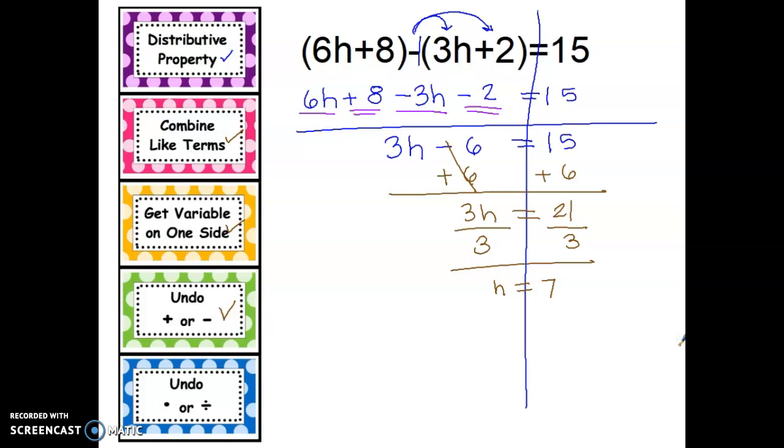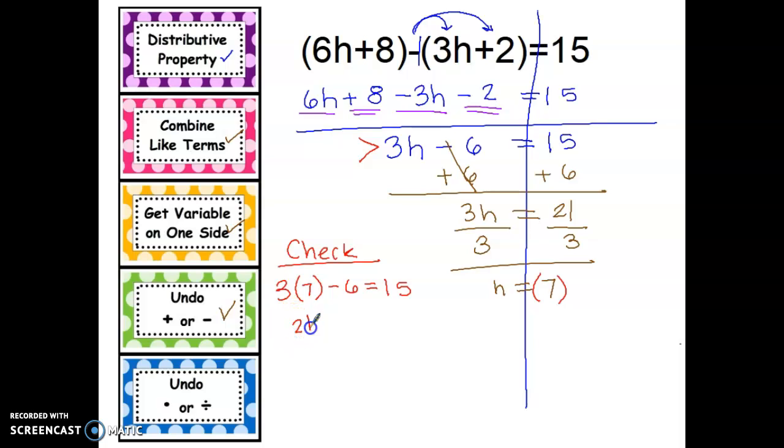Let's do the check real quick. I'm going to do it in red. Again, you don't have to do the check every time, but it is good to know how to do it. In order to do your check, you take the value of your variable and plug it into your original equation. But you can also use the equation over here, 3h, to do your check. The only thing being is if you did your distribution incorrectly or you did your combining like terms incorrectly, it will show over here anyway.